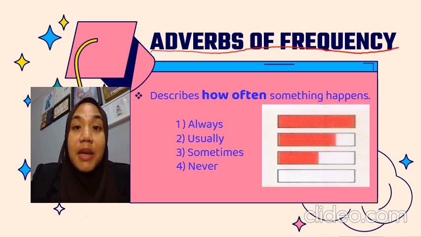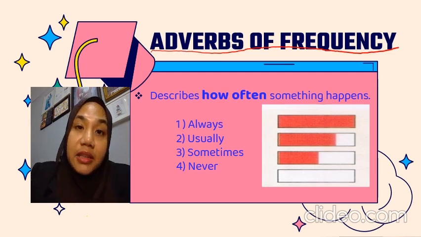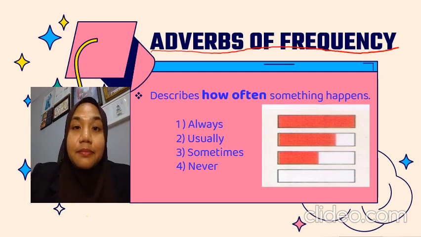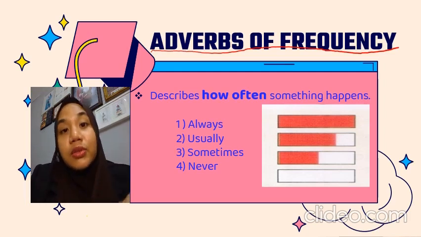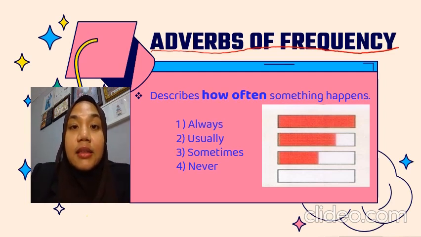Class, there are many times in an English conversation when you need to explain how often you do something. For example, how many times do you read a book per day? How often do you go see the doctor? Or do you always go to the library? These are the questions that require you to explain how often you do an activity.